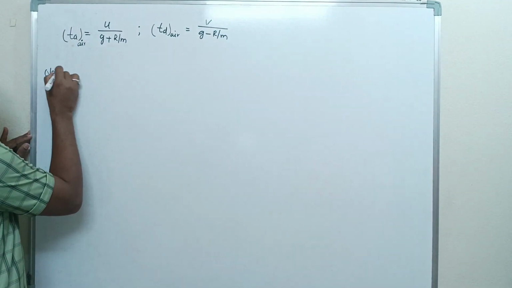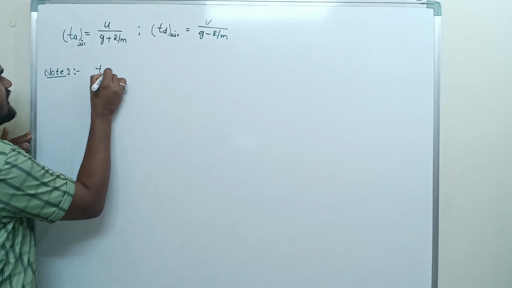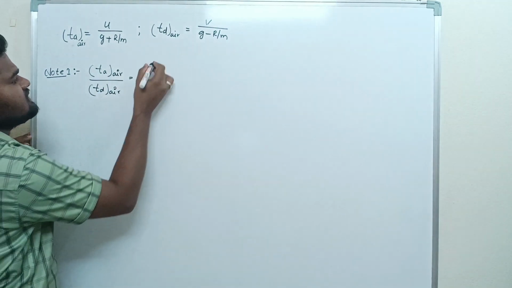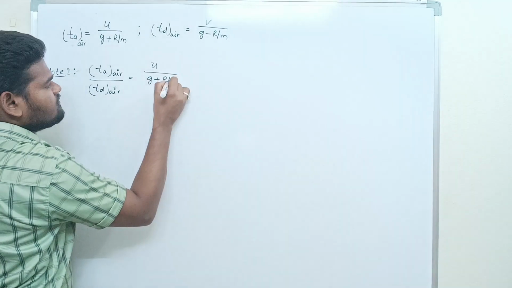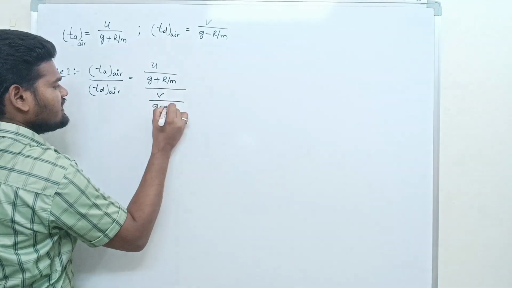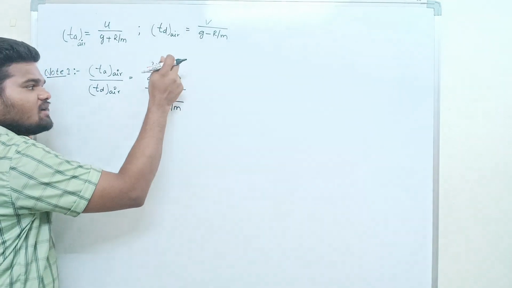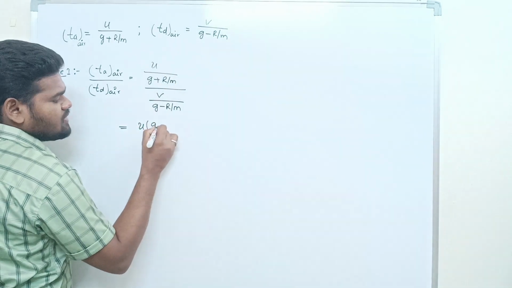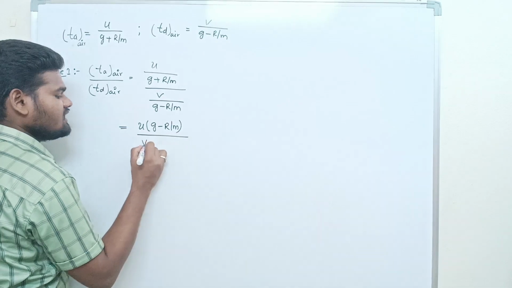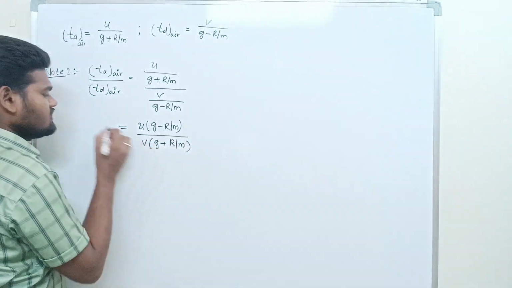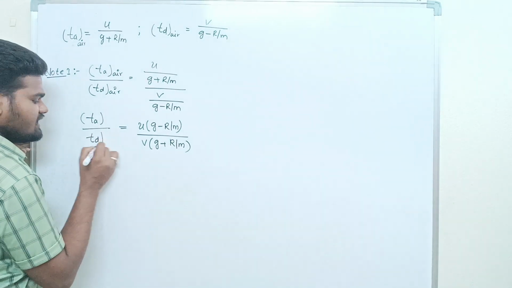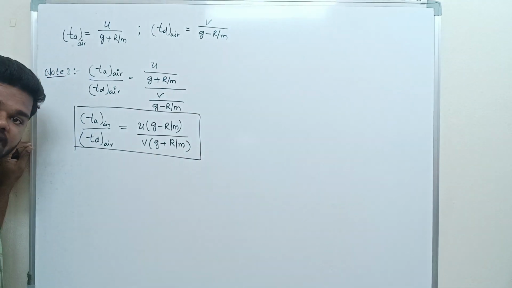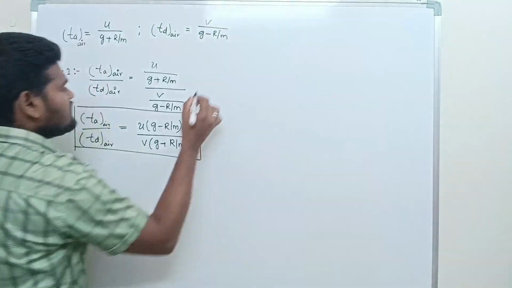Okay. So note number 1. I am taking the time of ascent in the presence of air divided by the time of descent in the presence of air, which is equal to u by g plus r by m divided by v by g minus r by m. It is in the form of a by b by c by d, so we can write ad by bc. So u into g minus r by m divided by v into g plus r by m. This is the ratio of time of ascent to time of descent in the presence of air resistance force. Okay, are you getting me? Any doubts?